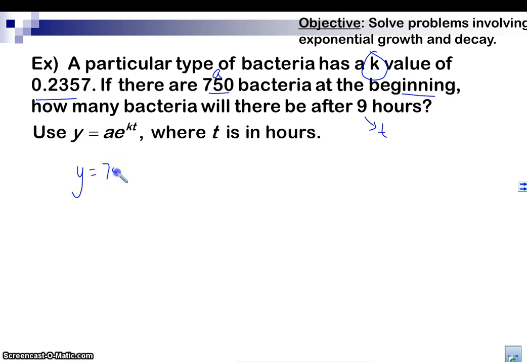Because we will find out. 750 is A times e to the k, and k was 0.2357. Since k is positive, just a side note, this is going to be a growth formula. When k is negative, like the last one, we had a decay formula. So we're going to plug this in our calculator.